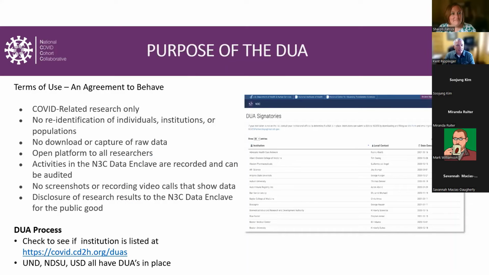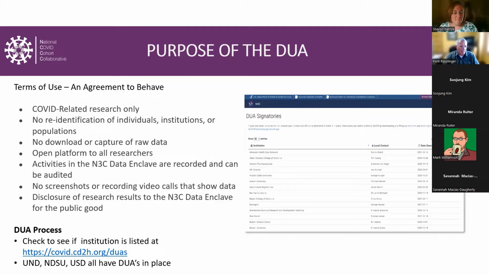So we'll start with the data use agreement. The purpose of the data use agreement is sort of the agreement to behave when you're utilizing the N3C. You can see the list of things an investigator would agree to on the slide. It is an agreement that's in place between the institution and the N3C, so anybody who is associated with the institution is covered under the data use agreement.